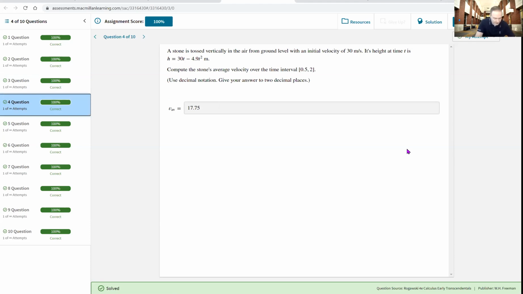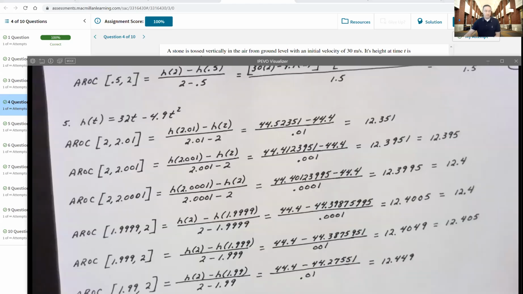Now, you're thinking, I hope number 4 improves upon that answer of 4 in the last problem. So am I. This one goes back to a physics vertical position function again. A stone is tossed vertically upward in the air from ground level with an initial velocity of 30 meters per second. Its height at time t is h equals 30t minus 4.9t squared. We're supposed to compute the stone's average velocity from 1/2 second to 2 seconds. No problem.